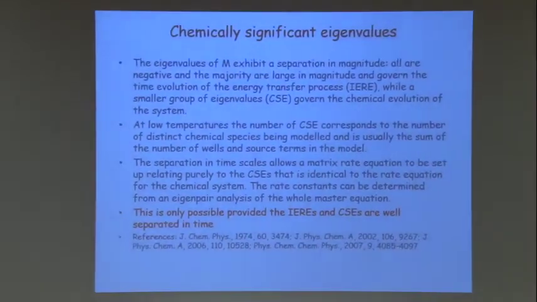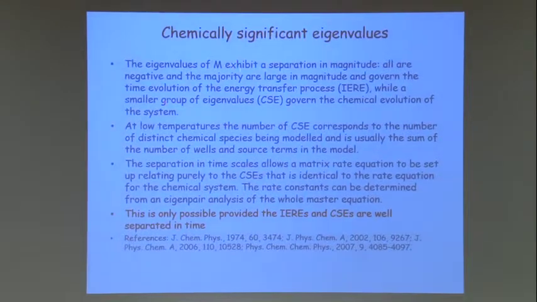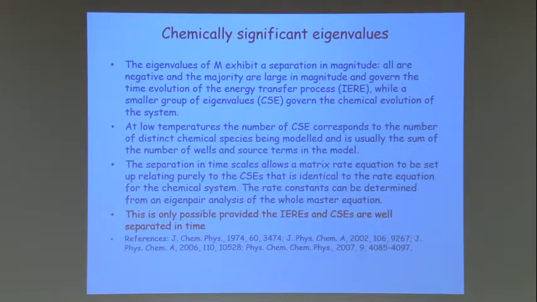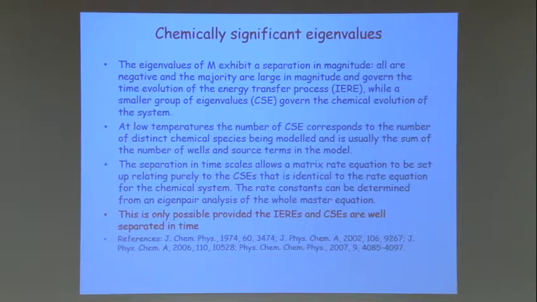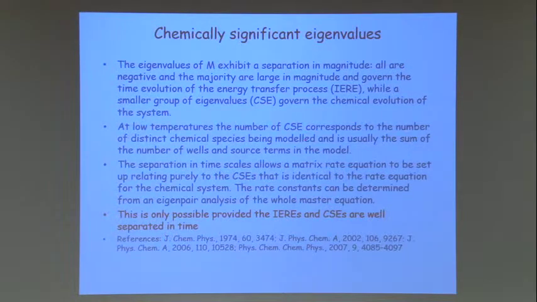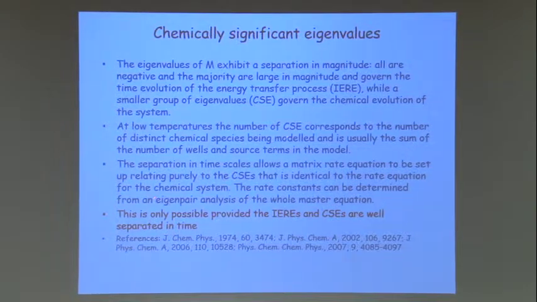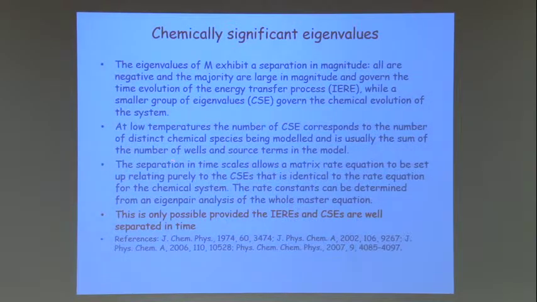Okay, let's say a little bit more about these chemically significant eigenvalues. The eigenvalues of M exhibit separation in magnitude. All are negative, and the majority are large in magnitude, and govern the time evolution of the energy transfer process, establishing these steady states. While a smaller group of eigenvalues, the CSEs, govern the chemical evolution of the system. At low temperatures, the number of CSEs corresponds to the number of distinct chemical species being modeled and is usually the sum of the number of wells and source terms in the model.